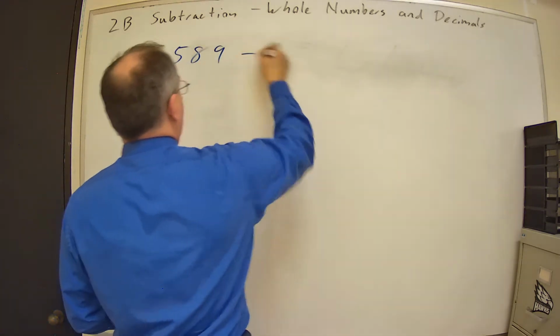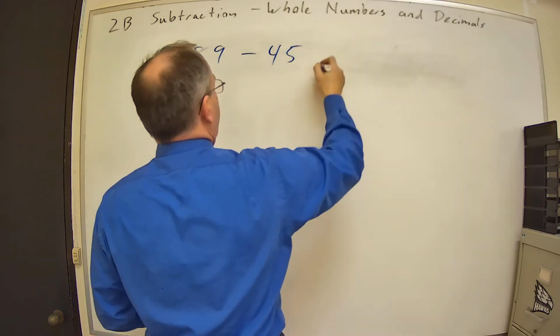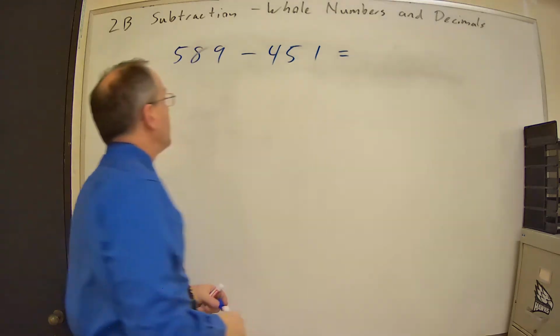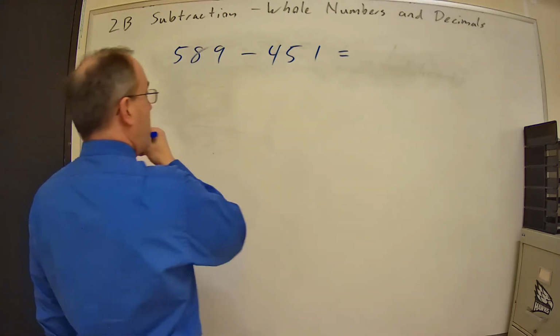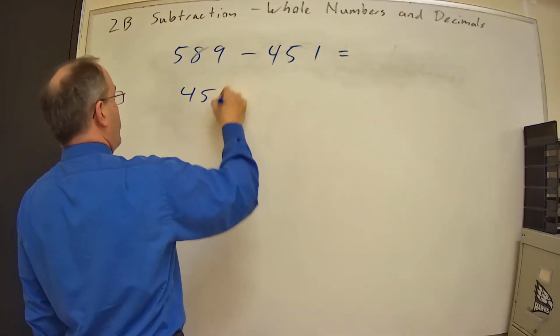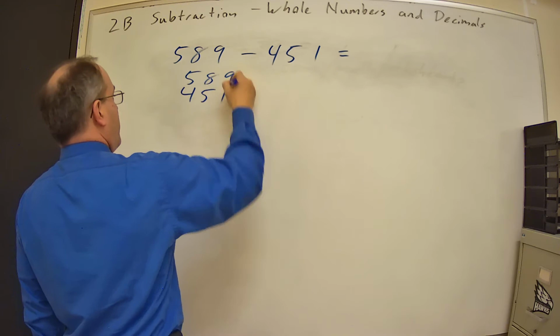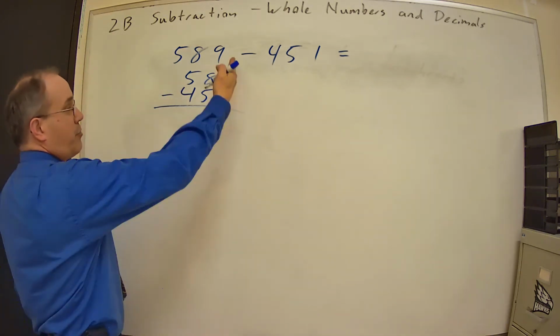$589 minus 451. So 589 minus 451. So we got 451, 589. Wrote that backwards just for the fun of it. So there we go. So now I'm just going to subtract.